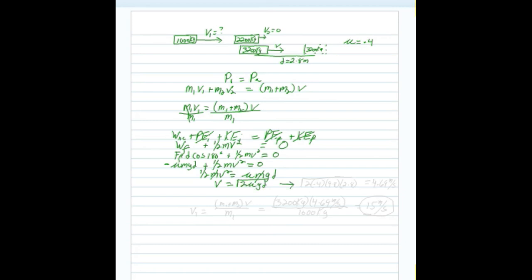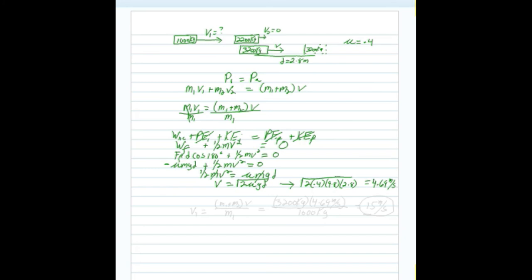We'll plug the numbers in. It's 2 times mu, which is 0.4, g is 9.8, and d is 2.8, which was given. Okay, we're getting a velocity here. 2 times 0.4 times 9.8 times 2.8, and then take the square root. I'm getting 4.69 meters per second. So that's the mutual speed of the two cars after the collision.